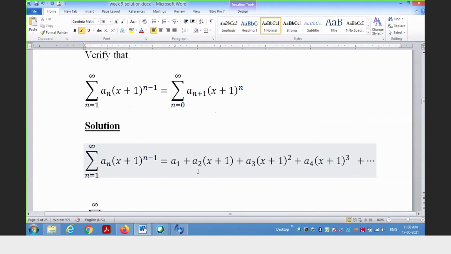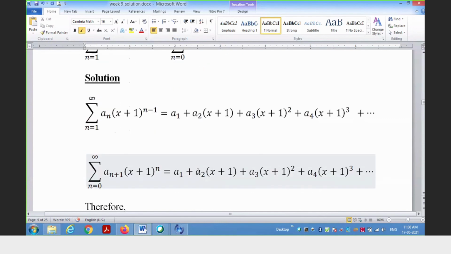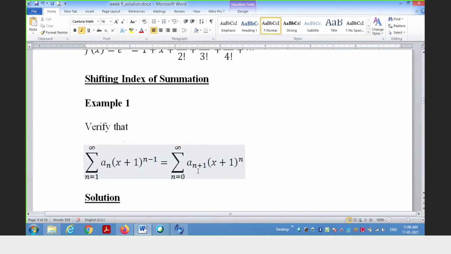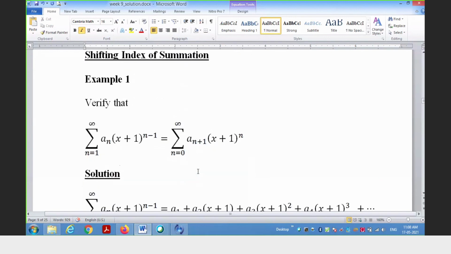One last thing before I end today's lecture is about shifting the index, how we want to shift the index of summations. First, verify that this summation on your left is indeed equal to the summation on your right.